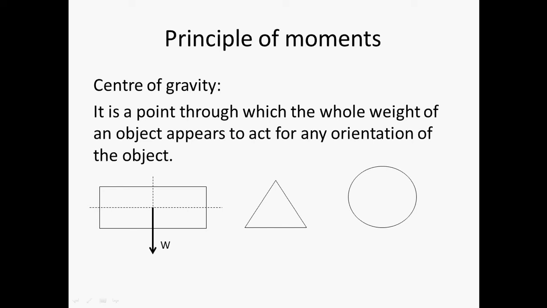In the second case, similarly, draw the axis of symmetry and the weight vertically downwards. For a circle, you simply define it as the point in the center. So in all three cases, do be reminded that this is your CG, as in center of gravity.